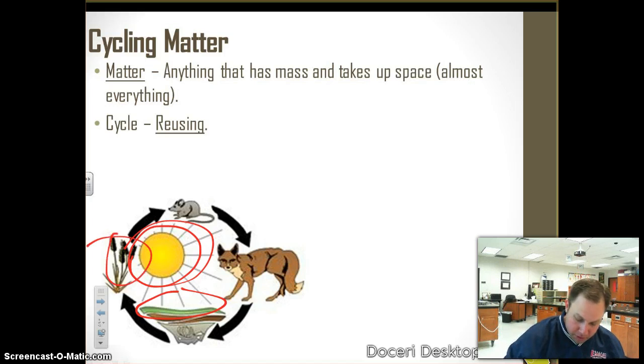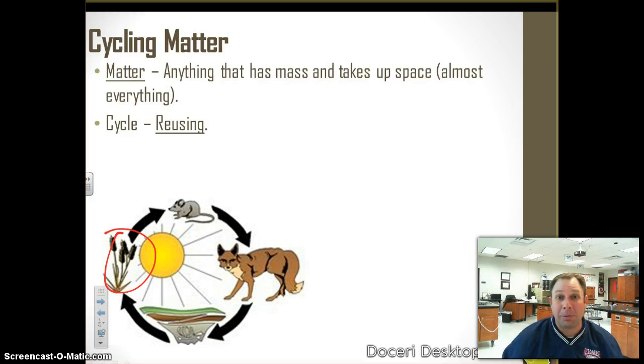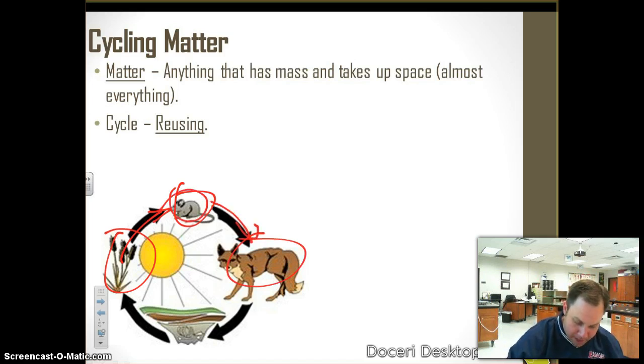So the sun gives our producers here, in this case some cattails, our plants, the energy to make their own food and grow. And then we've got the mouse that eats the plants, eats the producers. He's our primary consumer, so the energy goes from the producer to the mouse. And then we've got the fox here that eats the mouse, so the energy goes from the mouse to the fox.